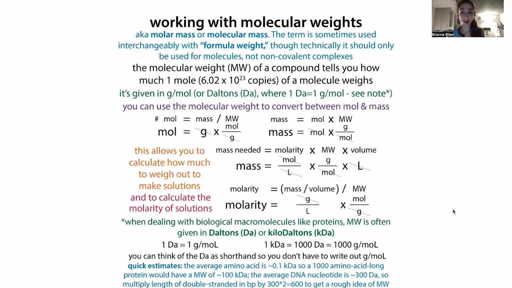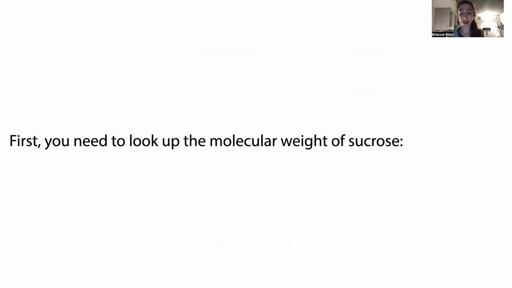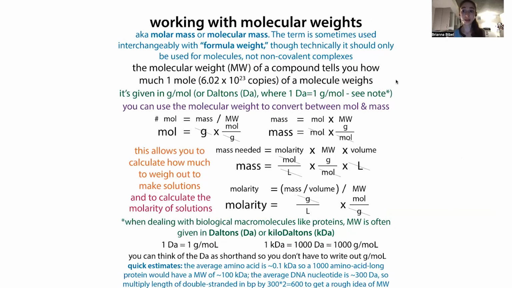We need to look up that molecular weight for sucrose. And we can just do this by looking on the bottle or by Google searching, and we find that it's 342.3 grams per mole. So this is going to allow us then to convert between the moles and grams. So moles, which is what we care about, and molarity is moles per liter, and then mass, the grams, what we can actually weigh out.